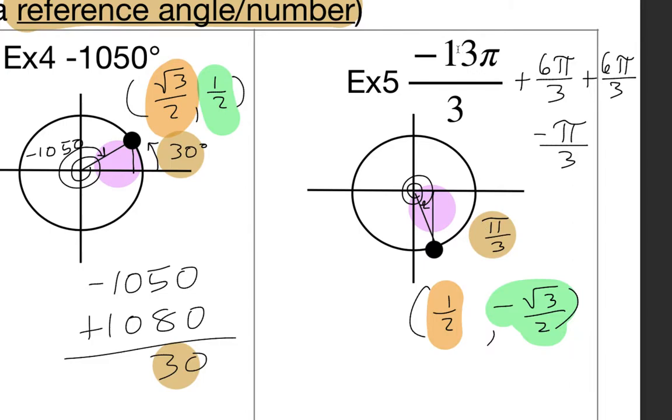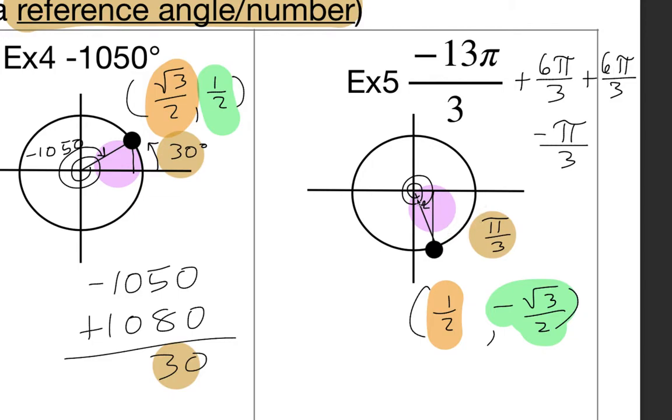Example 5, negative 13 pi over 3. Wow, that's just a really ugly number to think about. It's hard for that to make sense. But one thing we can do is add a full rotation. To get this negative number, I'm just going to add what is equivalent to 2 pi and 2 pi, but I need a common denominator. So negative 13 plus 6 is negative 1. And so I'm just going to go negative pi over 3 in the negative direction. From here to here is pi over 3.